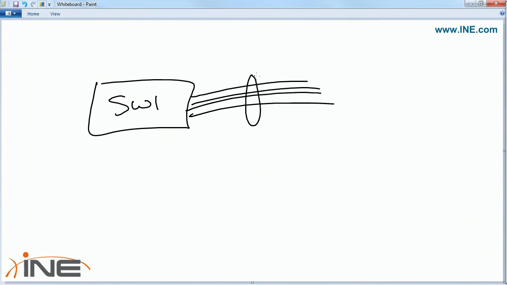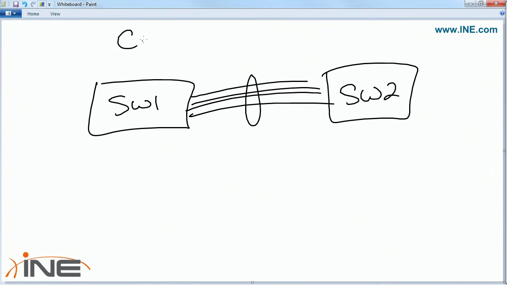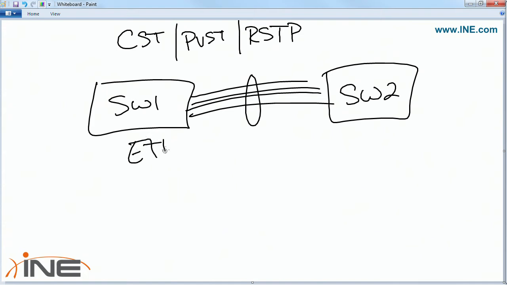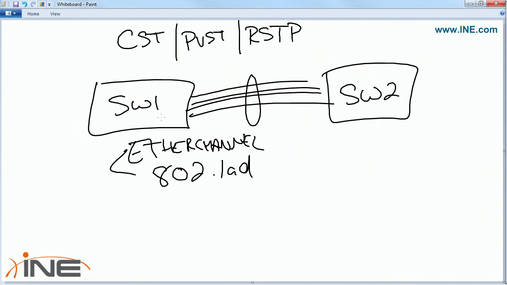so let's say you have these interfaces channeled together between the switches, regardless of whether this is common spanning tree, per VLAN spanning tree, or rapid spanning tree, the actual negotiation, which of the EtherChannel, or the standard one, which is the 802.1ad. The goal of these two protocols, and we're going to talk about this in more detail today, is that we hide the details of the topology from the spanning tree process.